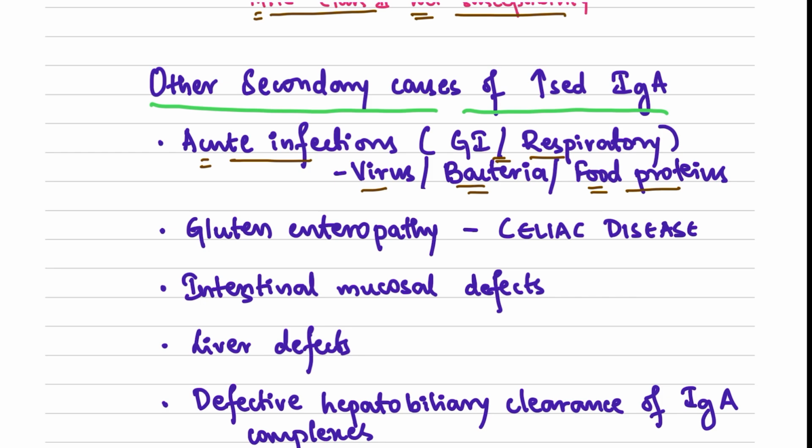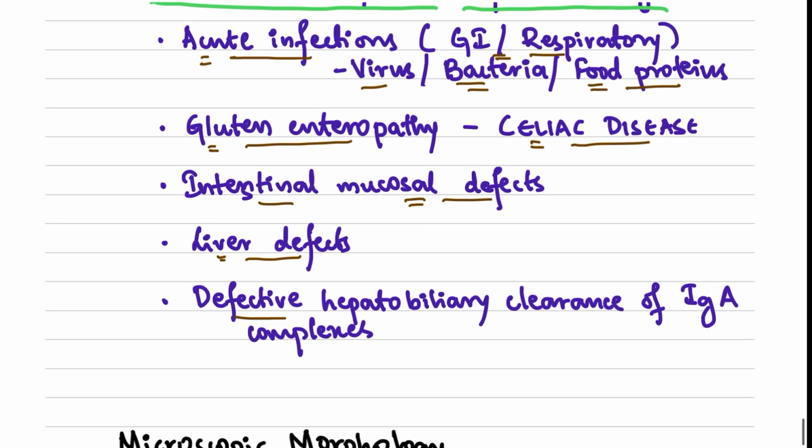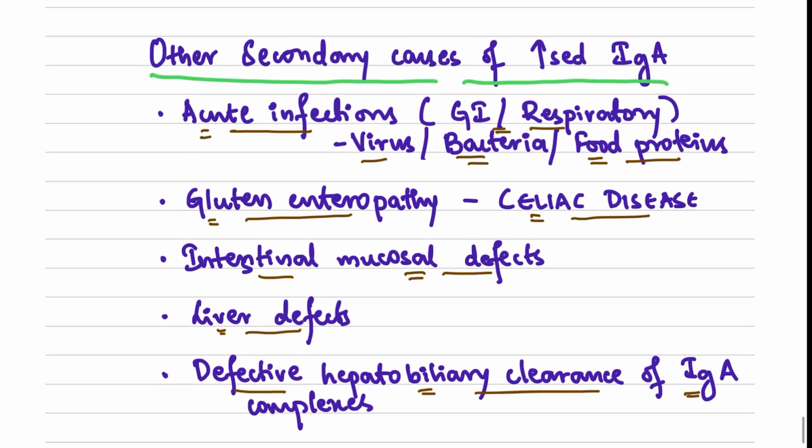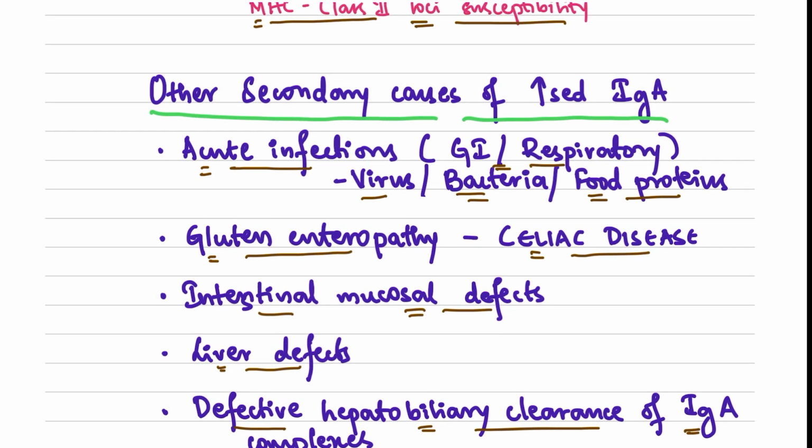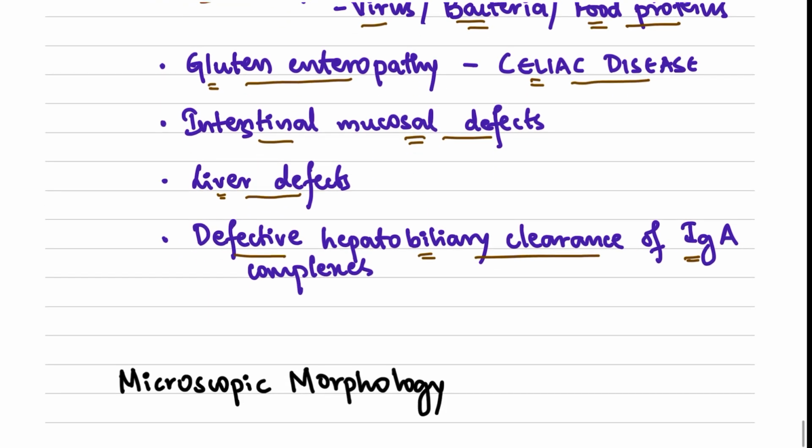It can also happen in gluten enteropathy, also known as celiac disease. It can also happen in intestinal mucosal defects, some liver defects, as well as if there is defective hepatobiliary clearance of IgA, which leads to increased IgA levels and their deposition in the glomerulus. So the other secondary causes of increased IgA, these are all the things that you need to remember.